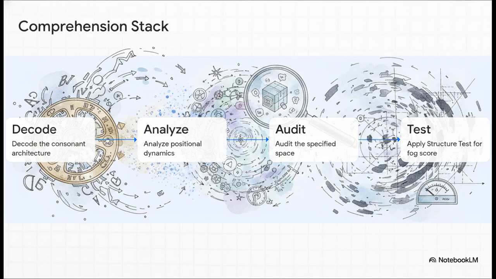Step 1, decode the consonant architecture of the words you're using. Step 2, analyze where those sounds are positioned. Step 3, audit the space around it. And step 4, apply a structure test to calculate what they call the fog score, which basically measures how much hidden ambiguity is trapping you. It is a highly analytical, practical tool to dissolve your frozen mental mass and return to a clear, present-time reality.